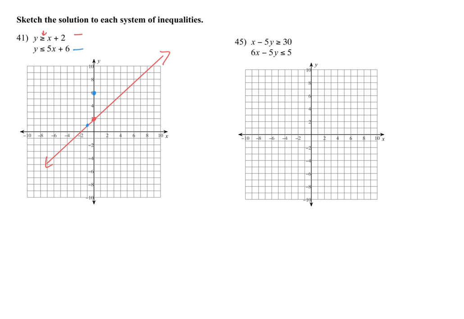That is also a solid line. Now here's the thing. Before, and you can do it both ways. Some of you are going to want to go ahead and graph it and decide the shading. Some of you are going to want to shade first. So I'm going to shade first.